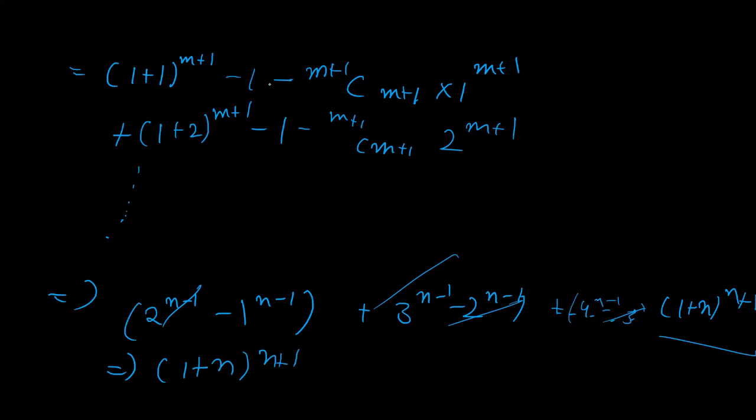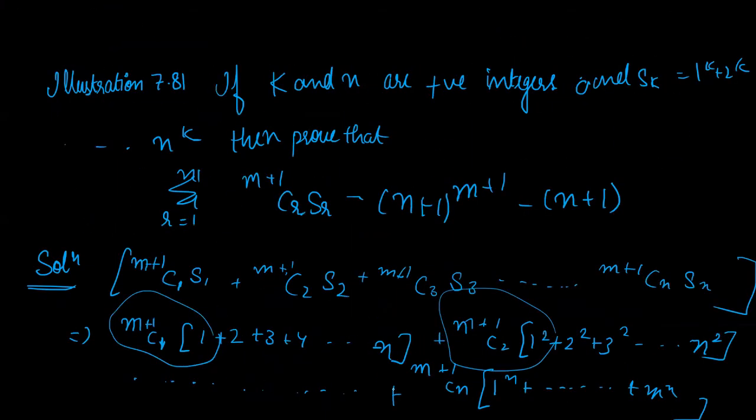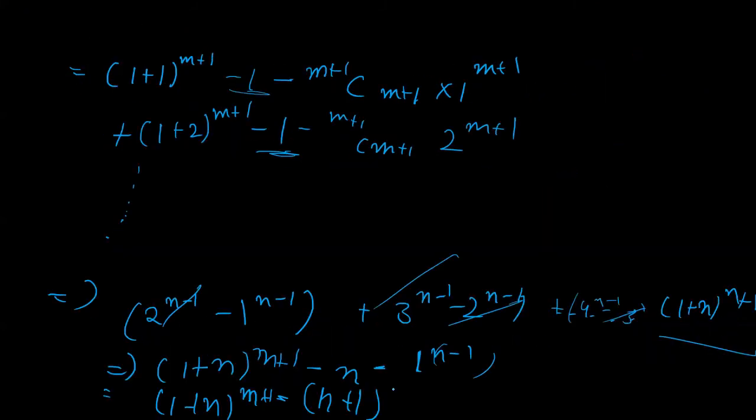Plus, we had minus 1 n times, so it will become minus n. And 1 to the power n minus 1 will remain. So it will become what? Take the minus sign common. So you get 1 plus n to the power n plus 1, minus sign if I take common, so I get n plus 1 to the power n. So this was only required, n plus 1.